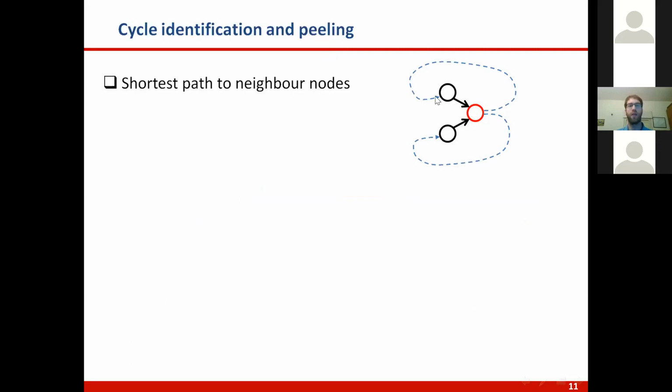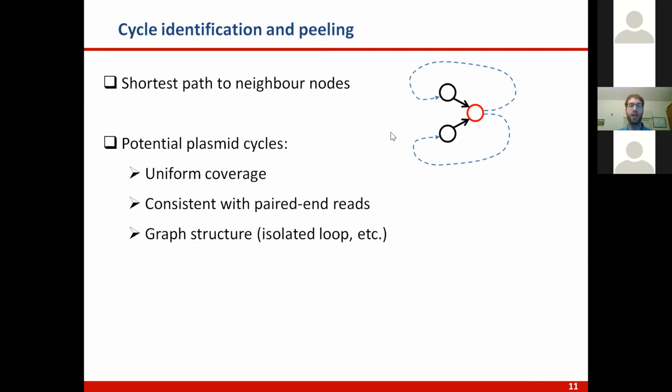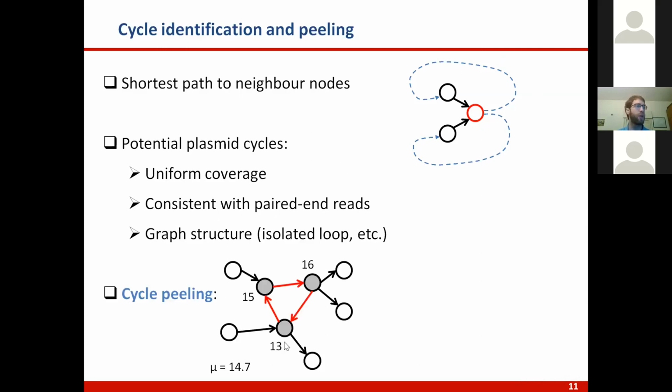Given that we found such a cycle, we determine whether or not it's potentially a plasmid, and that's depending on the uniformity of the coverage along the path. Again, the consistency with paired end read links between contigs on the path, and also the structure of the path in the graph. So is it an isolated loop, or is it embedded in some sort of larger tangle in the graph? Given that we've identified a cycle as potentially being a plasmid, we then peel it from the graph.